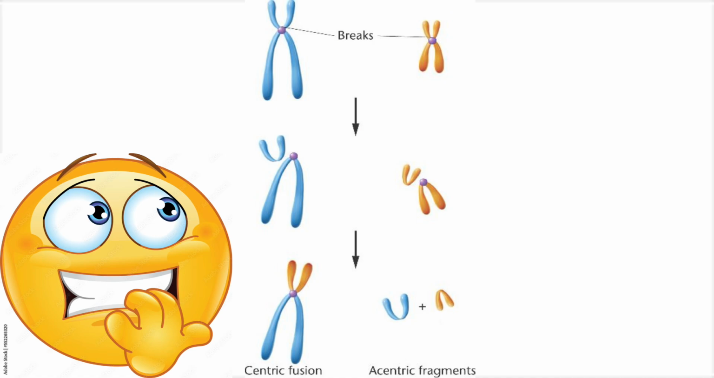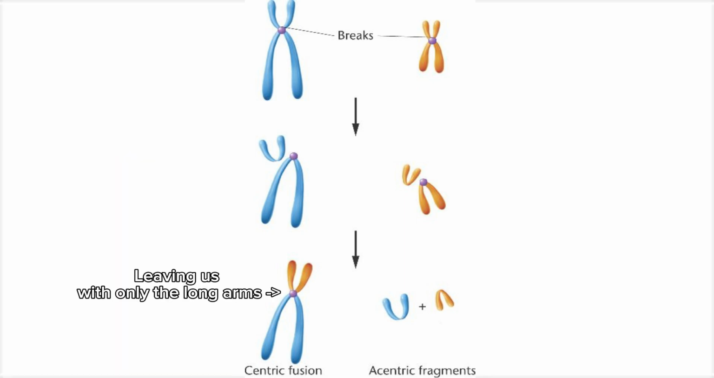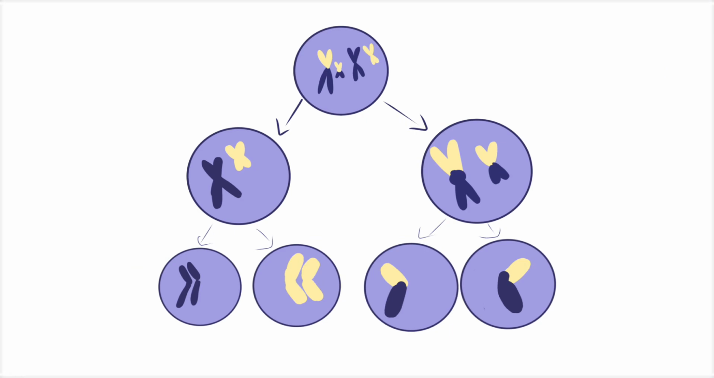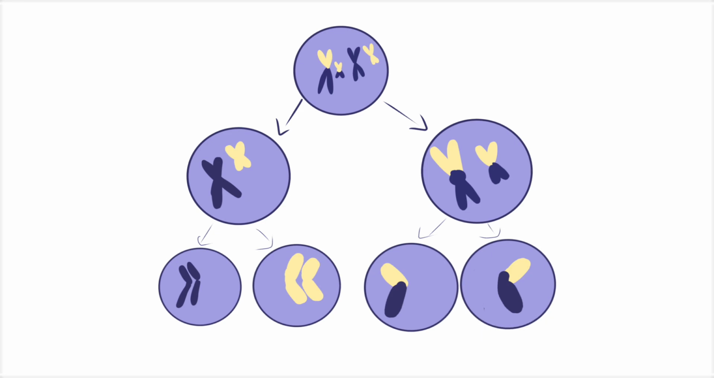Short arms also carry no essential genetic information, and usually get lost in the end of meiosis, leaving us with only the long arm chromosomes. The translocated chromosomes then start to replicate and split, giving us 1 cell with normal chromosomes and 1 with both hybrid mixes. Then those cells split, giving us 2 cells with normal chromosomes and 2 with the long arms of chromosome 21 and chromosome 14. The short arms, as I mentioned earlier, got lost, which is why we only have the long arms left. Then the sperm cell comes along.